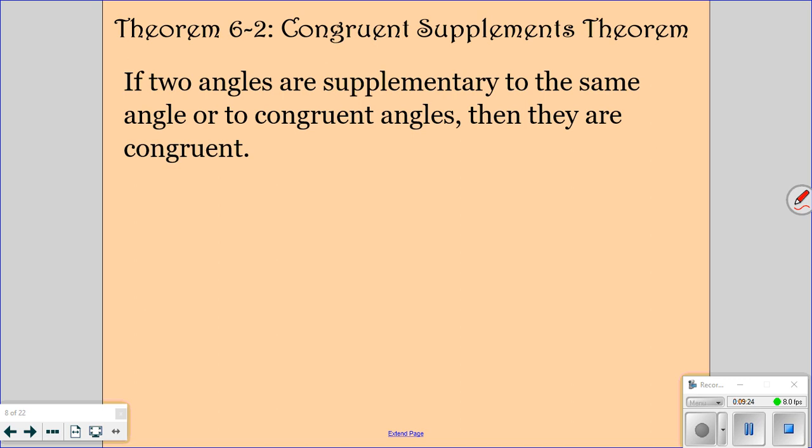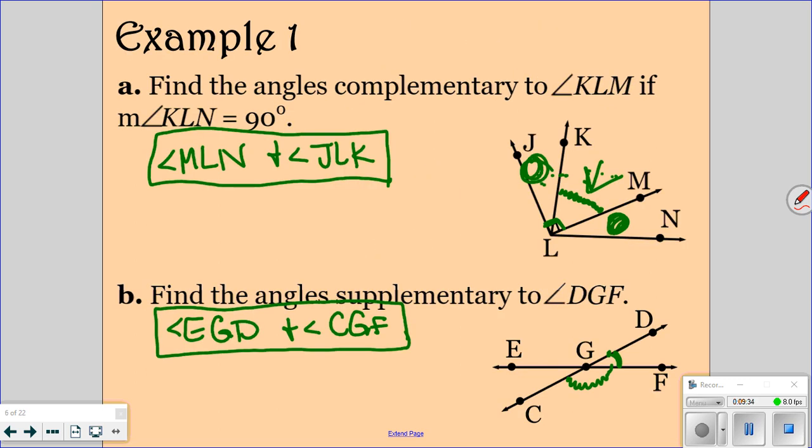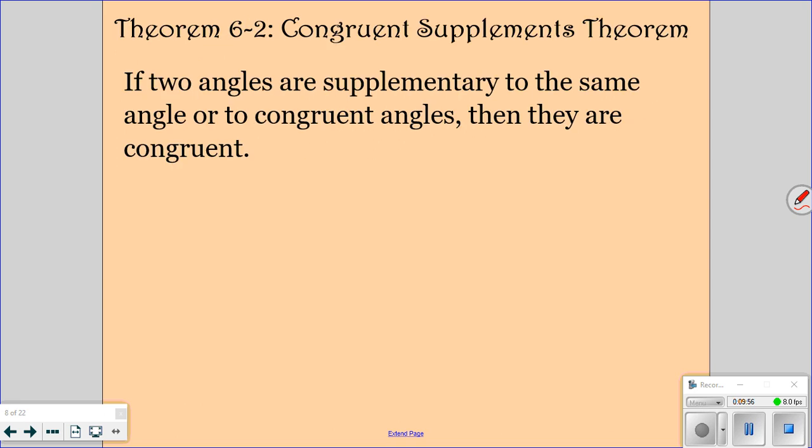Theorem 6.2 is the congruent supplements theorem. It tells you if you have two angles that are supplementary to the same angle or congruent angles, then they are congruent. So if you go back to that first example here, if this angle was 40 degrees, that means that this one had to be 140 because they are supplementary to each other. They have to add up to 180. And likewise, this one also has to be 140 because they're supplementary to each other. And so this angle and this angle are congruent to each other. So that's what the congruent supplements theorem is saying.